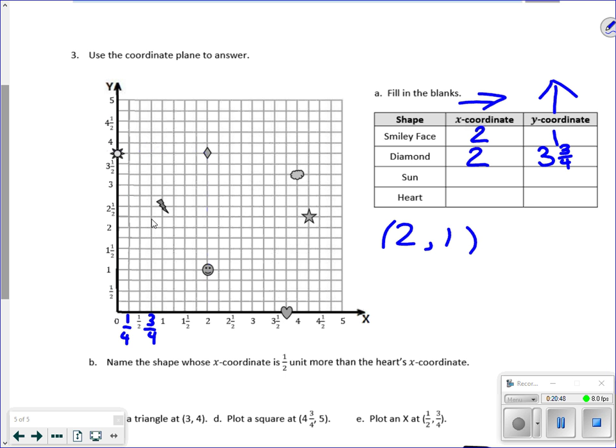So the sun, what is the x for the sun? 0, because it does not go to the right at all. So 0 moves to the right. None. It only goes up. How far does it go up? 3 and 3/4.